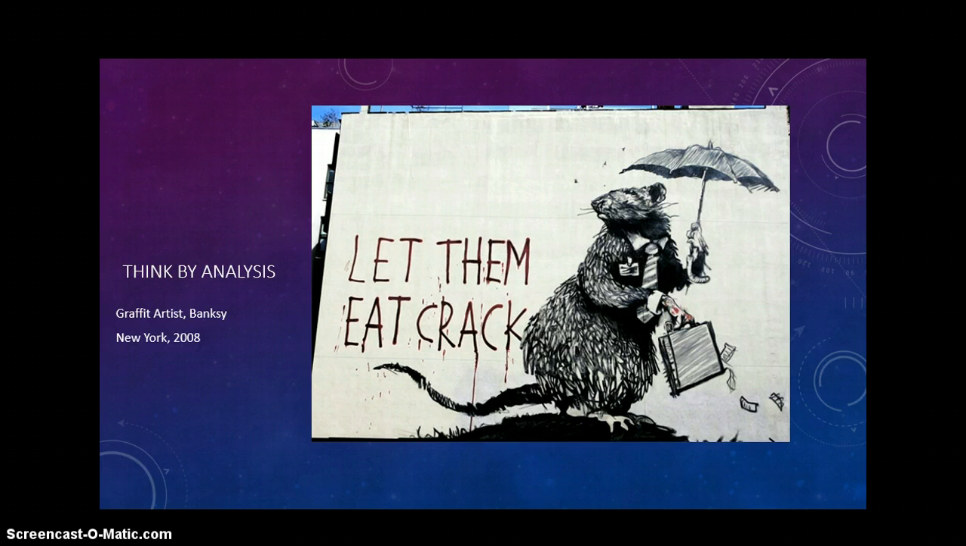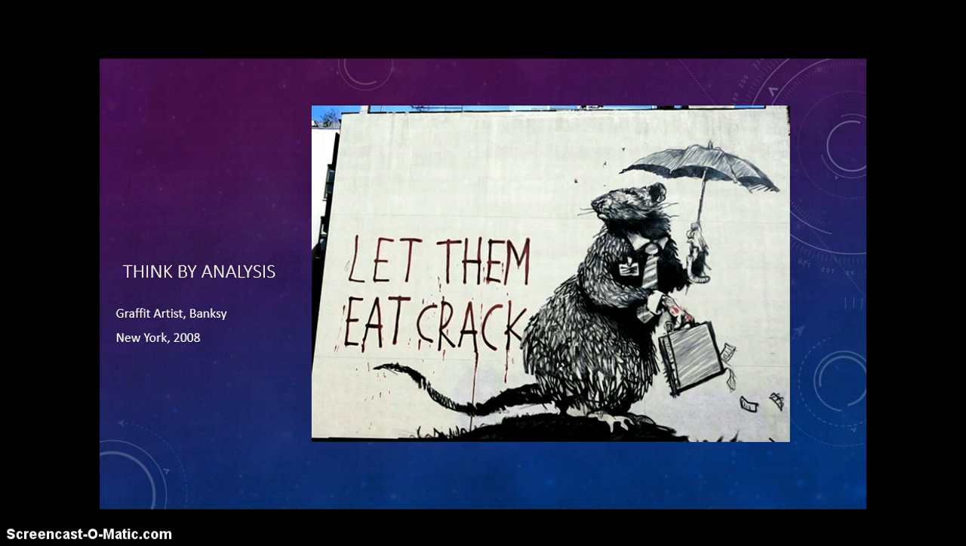From the words, I look right to see a giant rat carrying a briefcase and an umbrella, and he is wearing a tie. Inspecting the image closer, I notice the rat is wearing a badge. Something is falling out of its briefcase, and red spots are on the rat's hands. It appears to be the same red the words "let them eat crack" are written in.